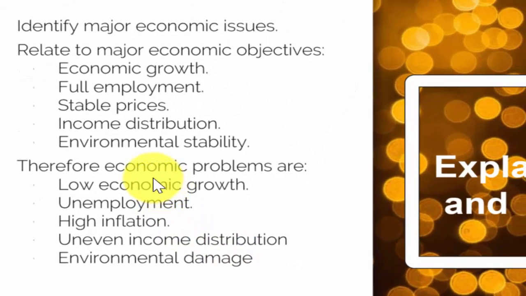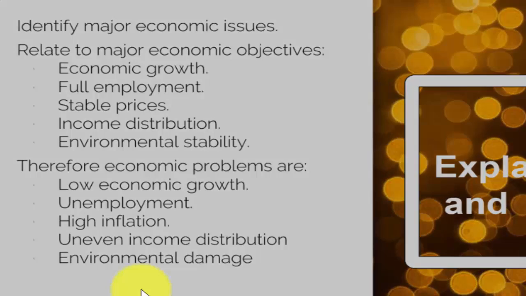In relation to explaining events and issues, they relate to the economic objectives: economic growth, full employment, stable prices, income distribution and environmental sustainability. So they're the objectives. If you've got a problem with any of those, that is the problem that you will need to address. So explain those events in more detail.